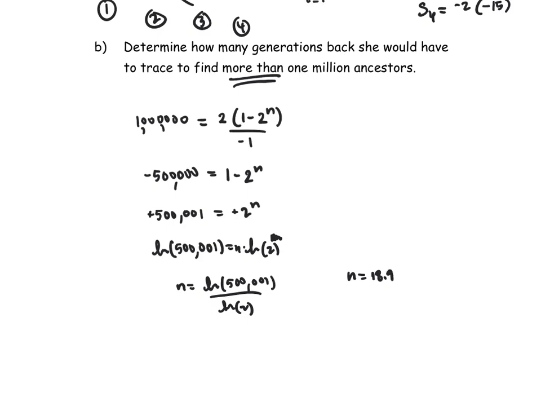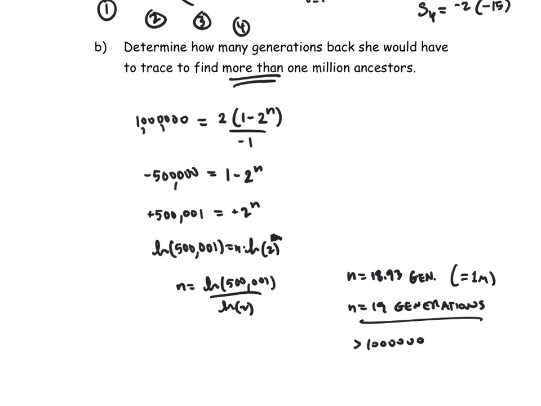18.93 generations. Okay, so that's to equal a million, right? Equal a million. I want greater, so I got to go one number further, or in this case, just to the next whole number. So if you go out 19 generations, which is a long time, doesn't seem like it, but that is a long, long time, there would be greater than 1 million ancestors.